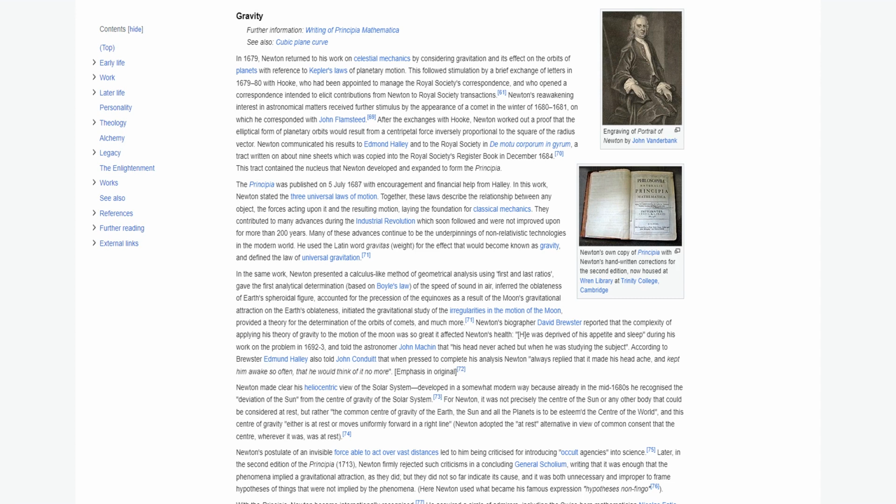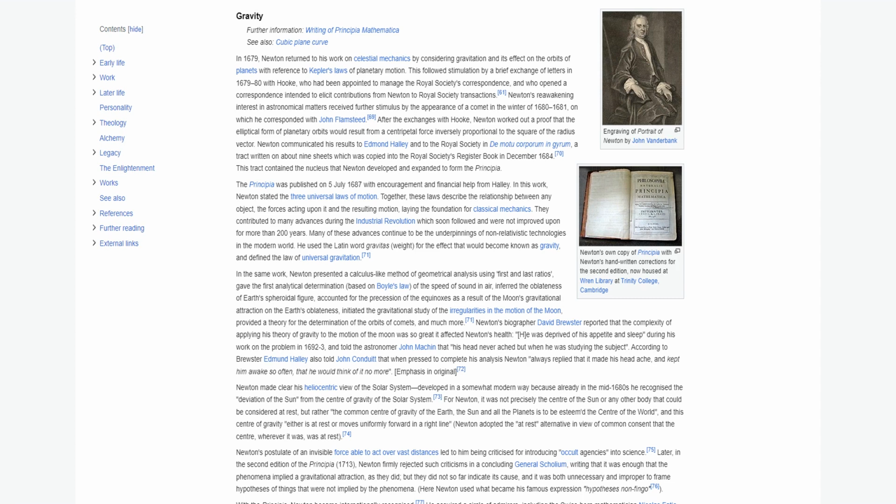He used the Latin word gravitas, weight, for the effect that would become known as gravity, and defined the law of universal gravitation. In the same work, Newton presented a calculus-like method of geometrical analysis using first and last ratios, gave the first analytical determination, based on Boyle's law, of the speed of sound in air, inferred the oblateness of Earth's spheroidal figure, accounted for the precession of the equinoxes as a result of the Moon's gravitational attraction on the Earth's oblateness, initiated the gravitational study of the irregularities in the motion of the Moon, provided a theory for the determination of the orbits of comets, and much more.